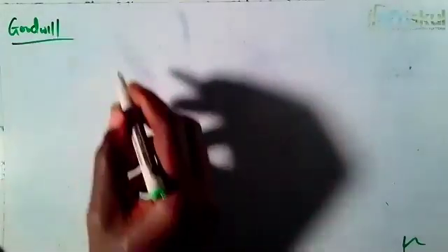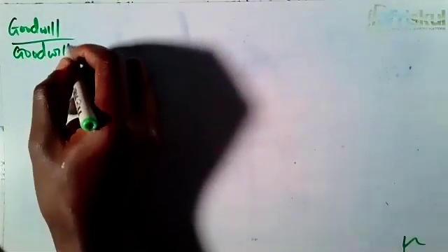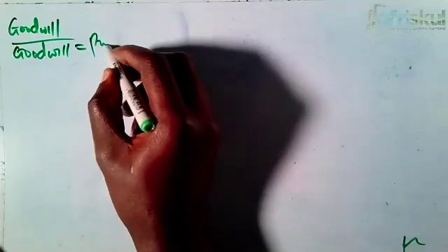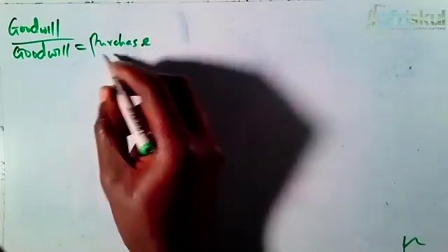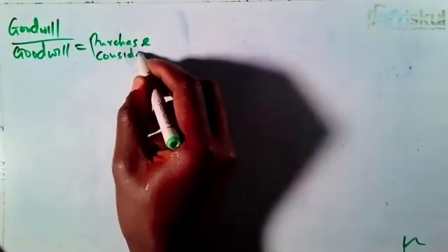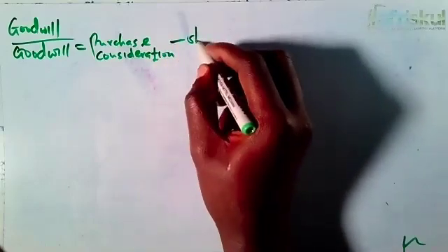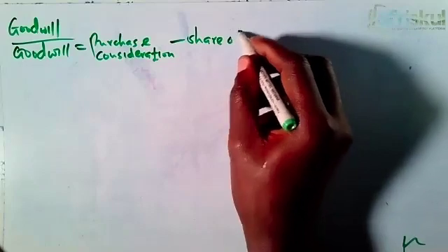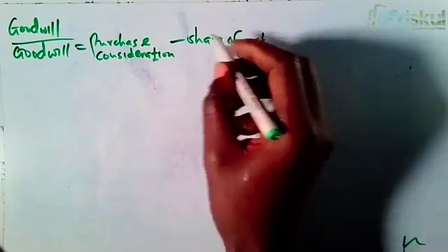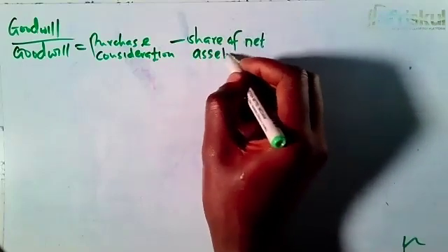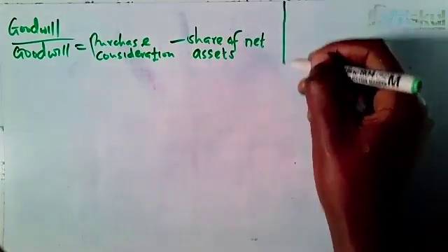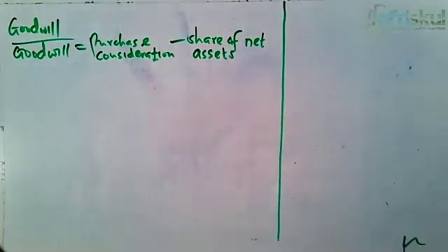Remember that we are going to do goodwill, and you need to know how you compute it. Goodwill is equal to purchase consideration minus share of net assets. So the share of net assets.